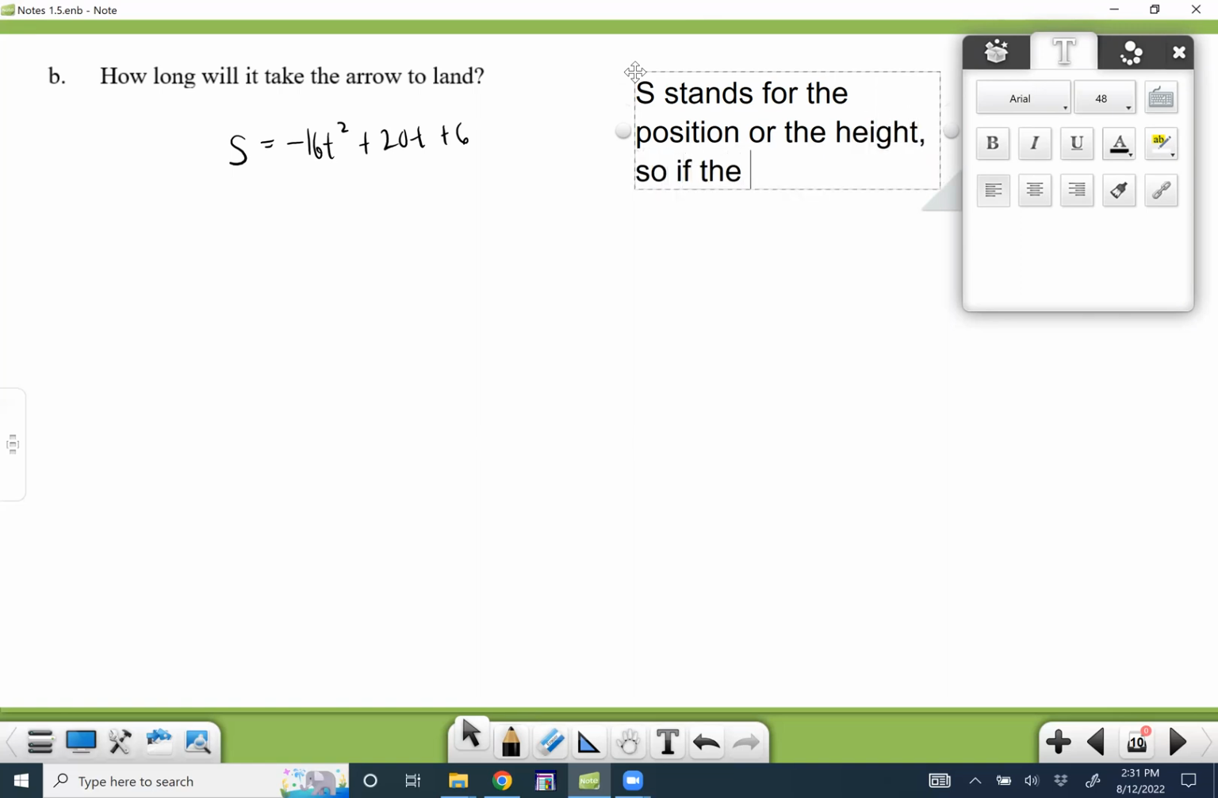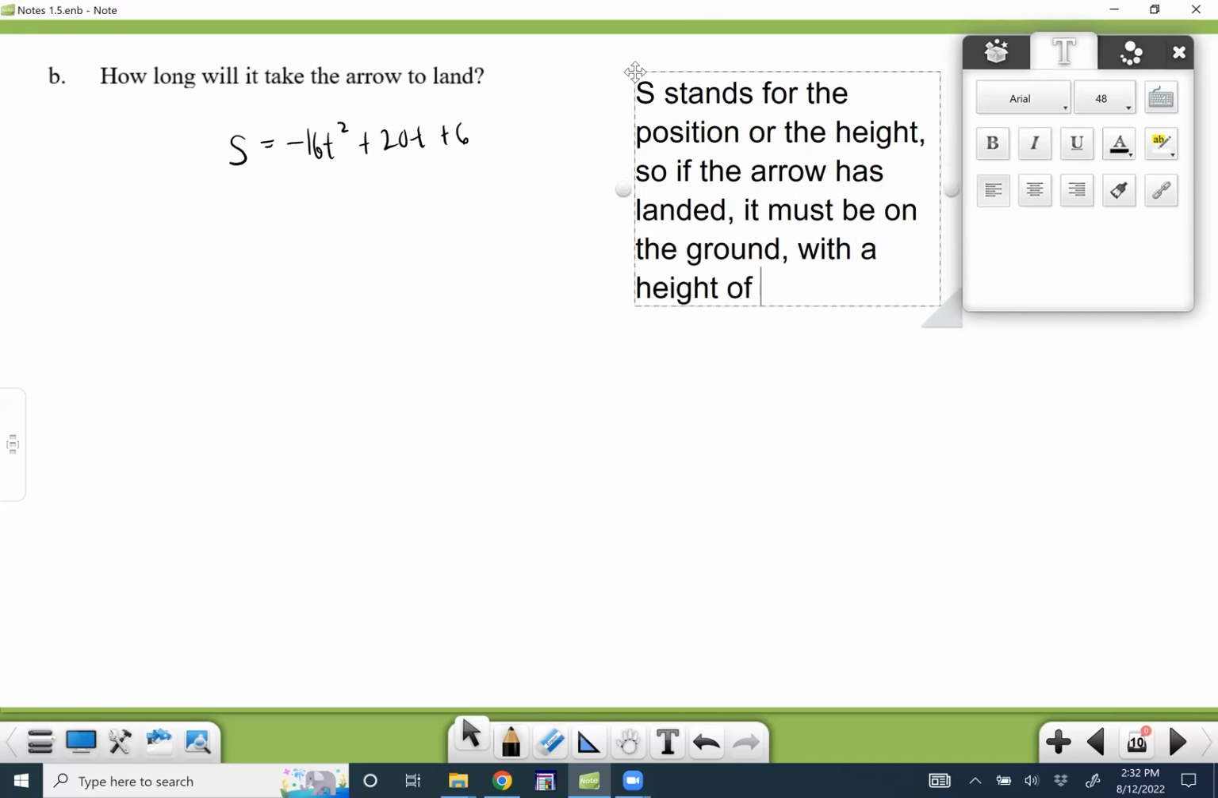So if the arrow has landed, it must be on the ground with a height of 0.